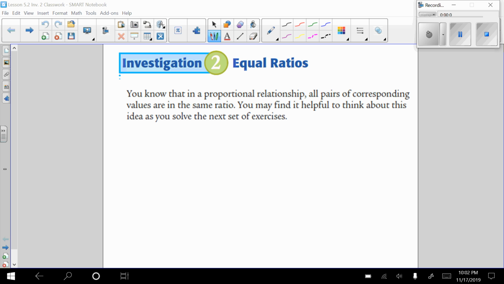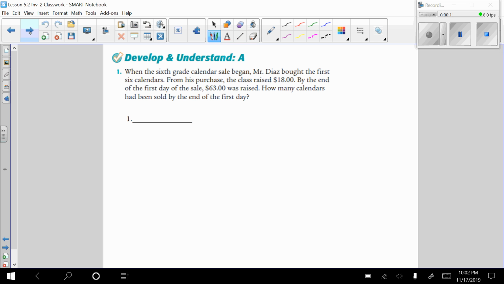We're going to work on finding equal ratios. You know that it is a proportional relation if all pairs of corresponding values are in the same ratio. That means you have two ratios that equal each other. First, let's look at a problem.